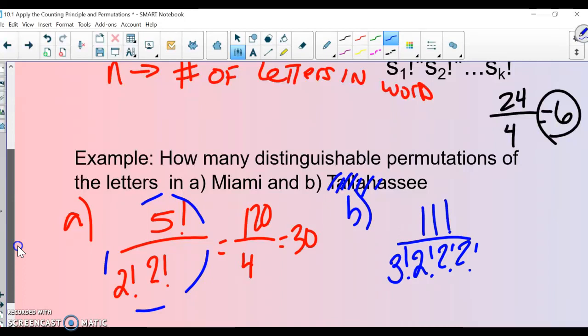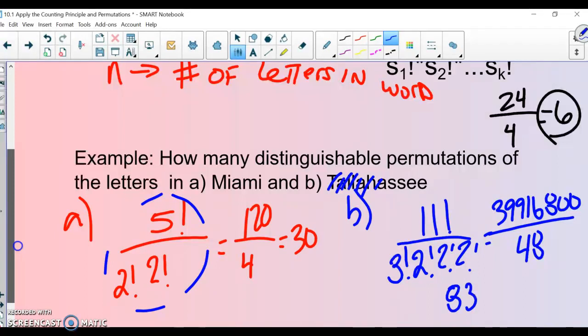So I'm going to go ahead and use my calculator for this one. 11, remember the factorial button is found under Math, PRB. 11 factorial is, remember, I'm not encouraging you to type this all in one line in your calculator. 11 factorial is 3991680. And then 3 factorial is 6 times 2 times 2 times 2 over 48. 3991680 over 48 is 831,600. And so that would be permutations with repetition.